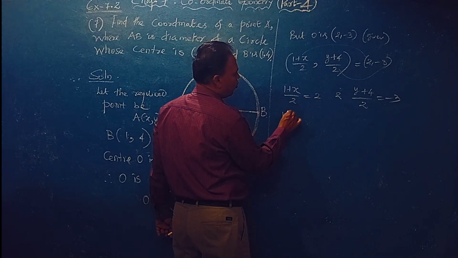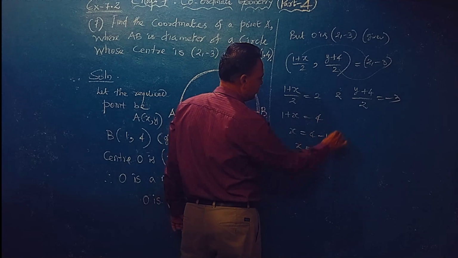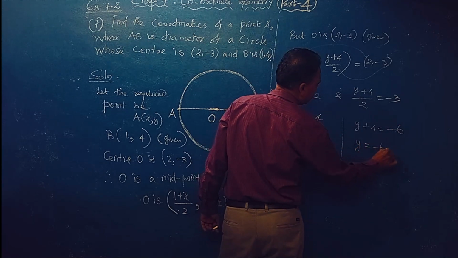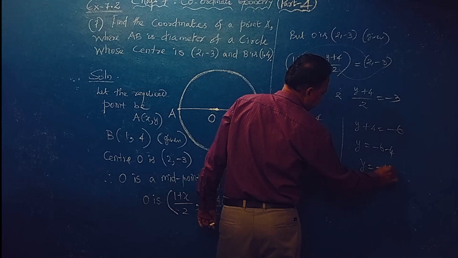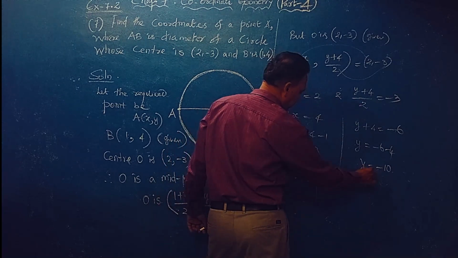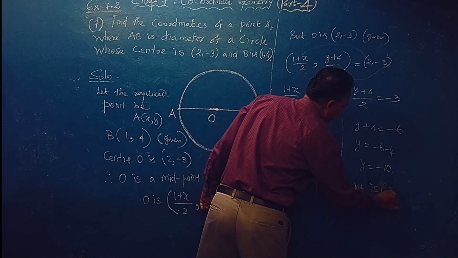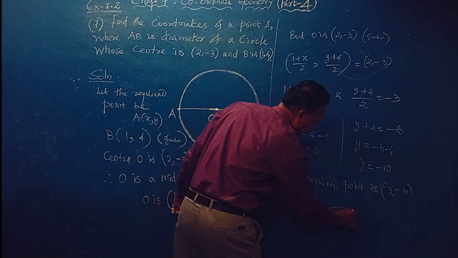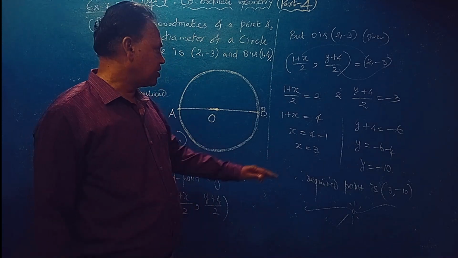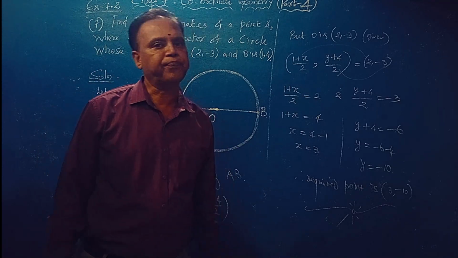Now cross multiply. 1 plus x is equal to 4, x is equal to 4 minus 1, x is equal to 3. Then y plus 4 equal to minus 6, y equals minus 6 minus 4, equal to minus 10. Therefore, the required point (x, y) is (3, -10). This is a very important problem for 2 marks or 1 mark questions.